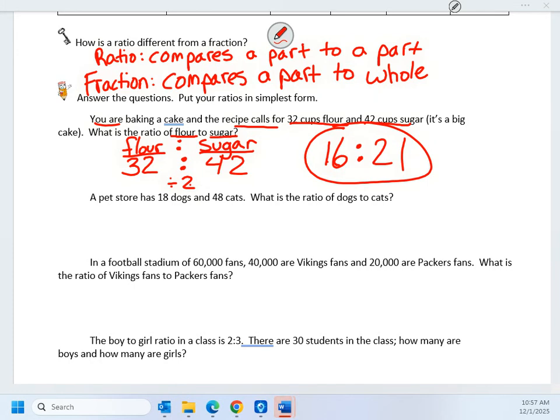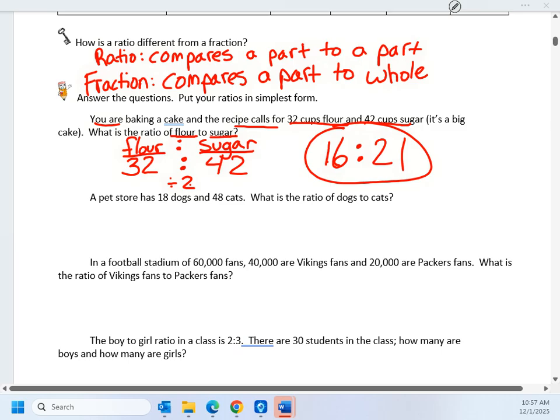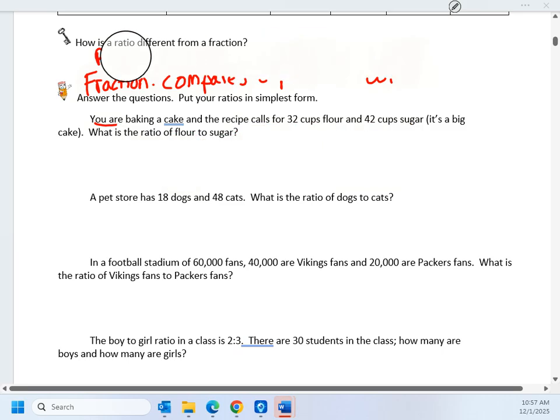Just like with those marbles in the bag. Right? Red to yellow. You have to put the red number first, then the yellow number. Labels matter. So on this first page, we are just setting up those ratios till we get to the bottom. I think the bottom one is a little bit different.